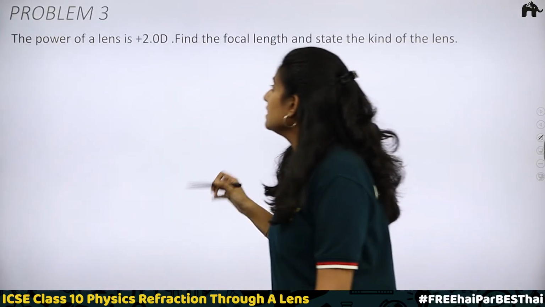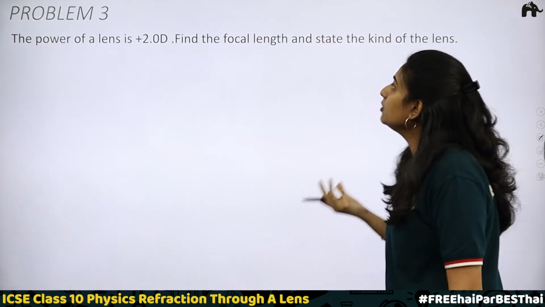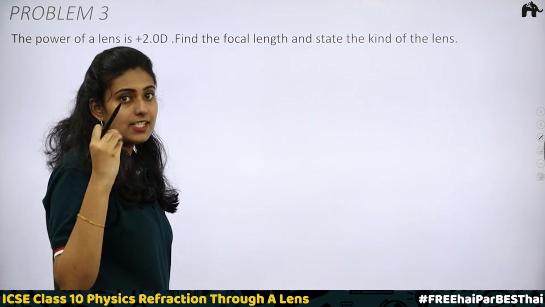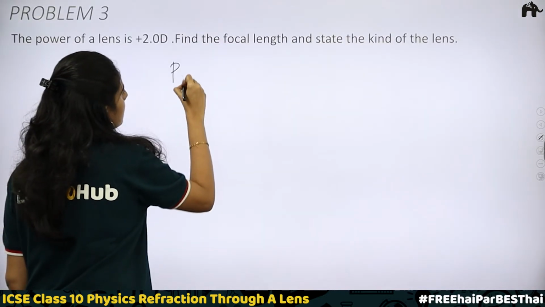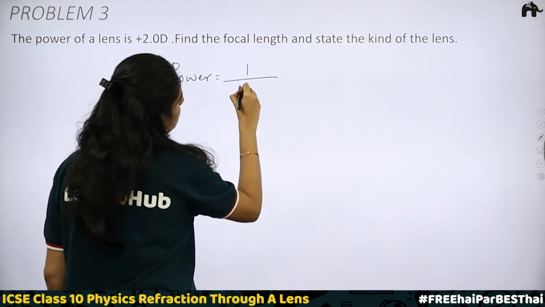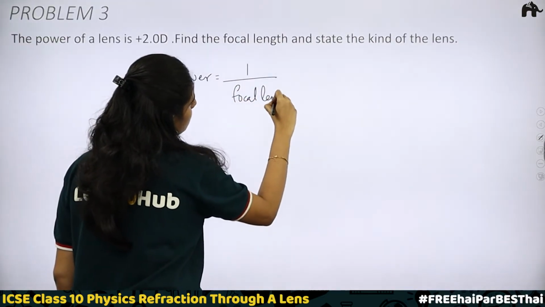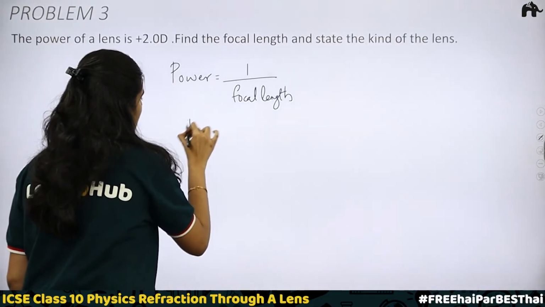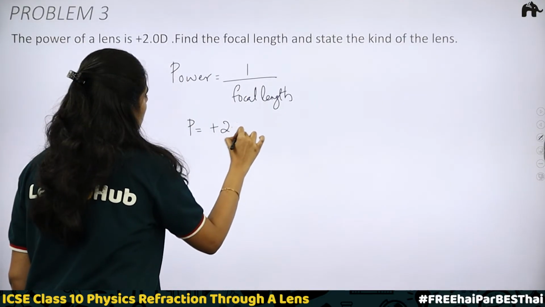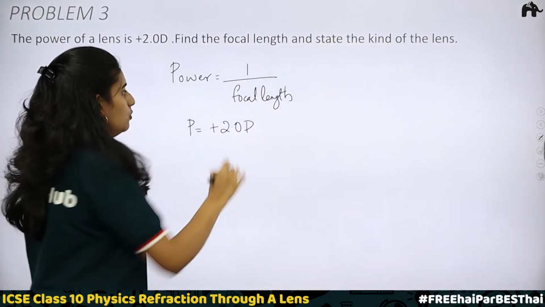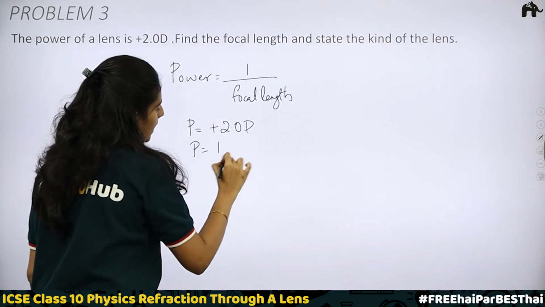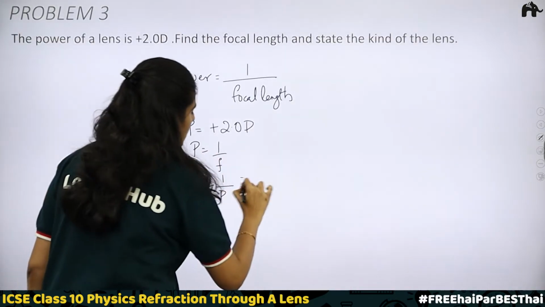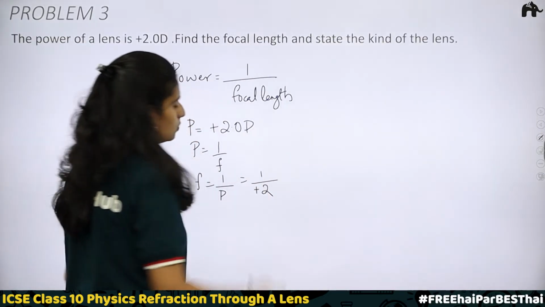The power of a lens is plus 2 diopter. Find the focal length and state the kind of lens. We have a relation between power of a lens and its focal length. Power is equal to 1 by focal length. Power will always be given in diopters. So, here power is given, which is plus 2.0 diopter. How to find focal length? If P is equal to 1 by F, then F will be equal to 1 by P, 1 by power, that is 1 by plus 2.